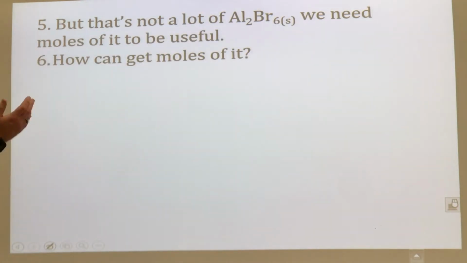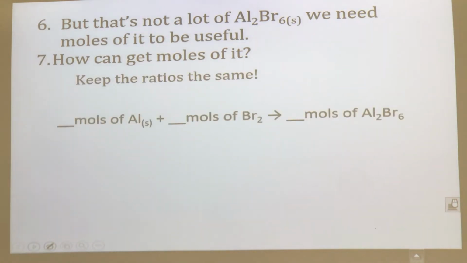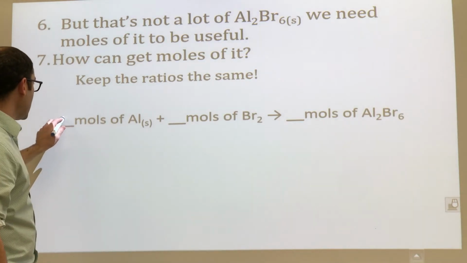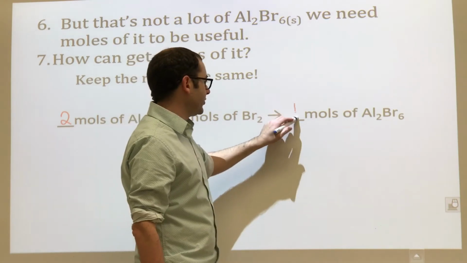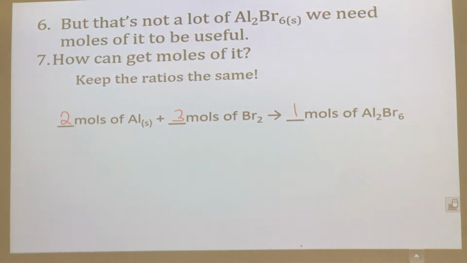Okay, so how do we get moles of it? Well, we use those ratios, just like I was saying a second ago. All right, keep the ratios the same. So we would have 2 moles of aluminum, 3 moles of the bromine, and then you'll get 1 mole of your aluminum bromide. All right, is everybody cool with that? Yeah, we're just talking about stuff we've done kind of before.